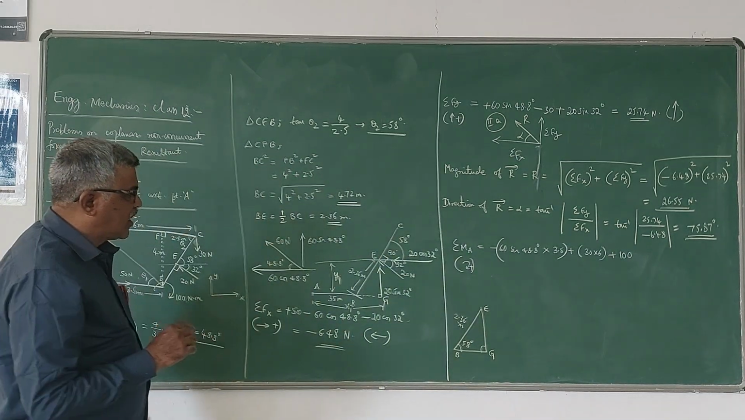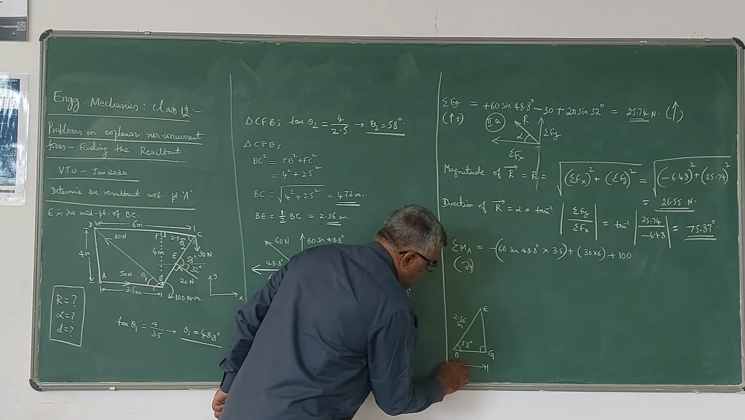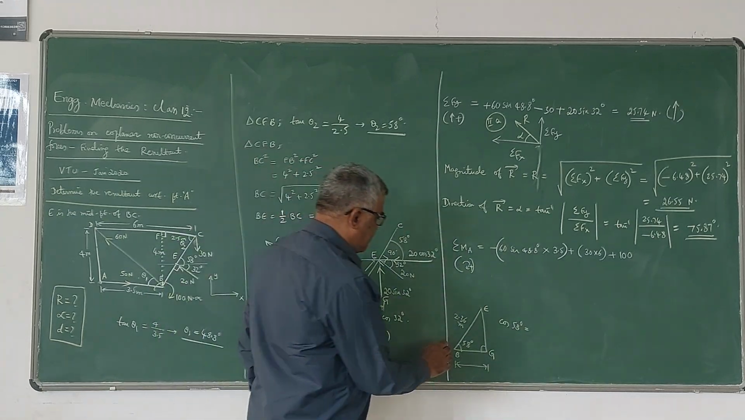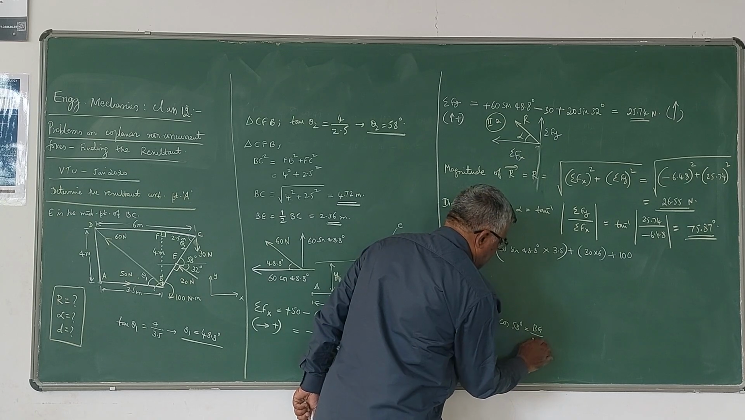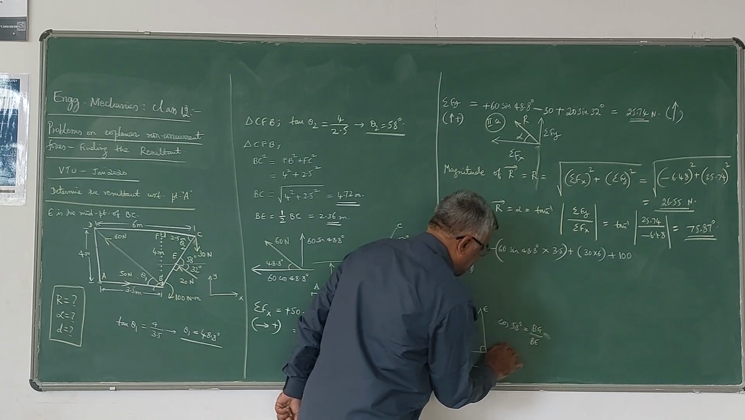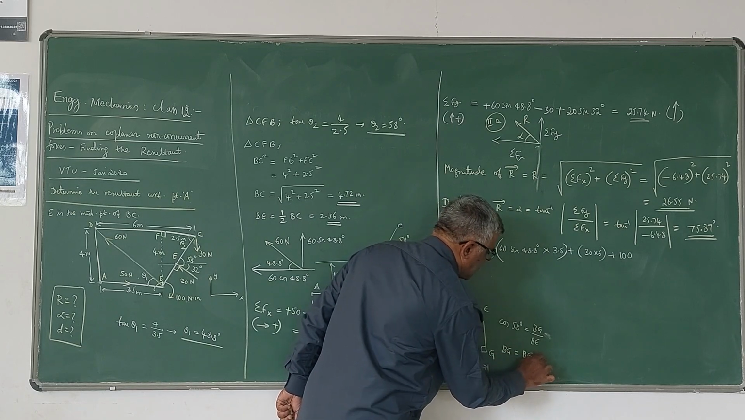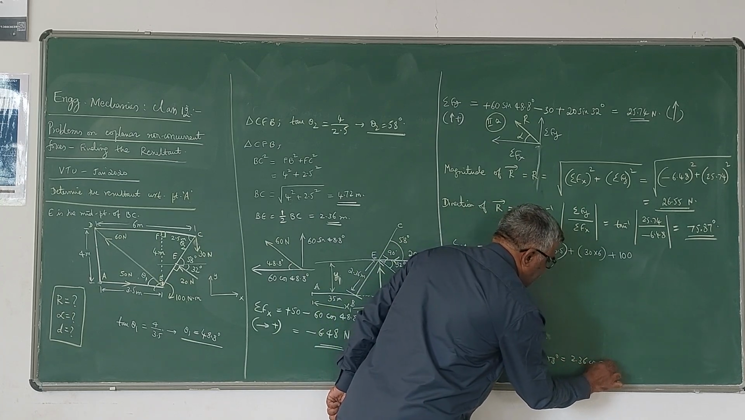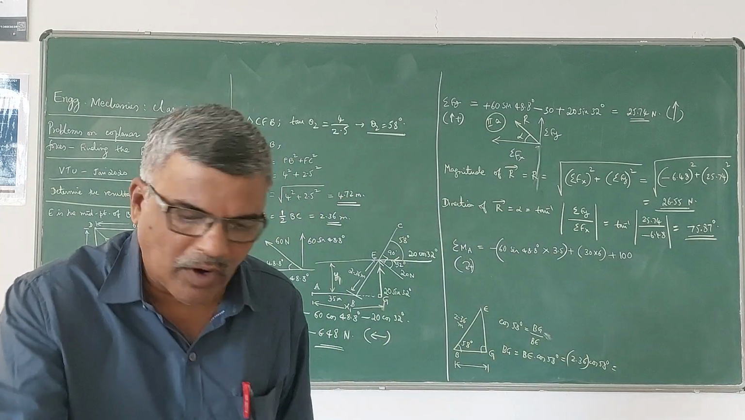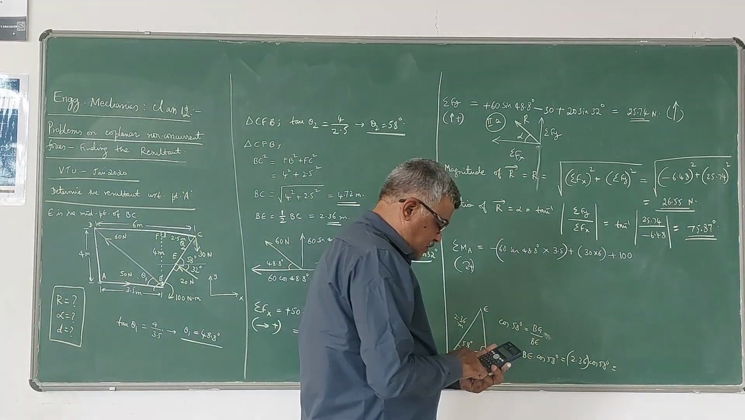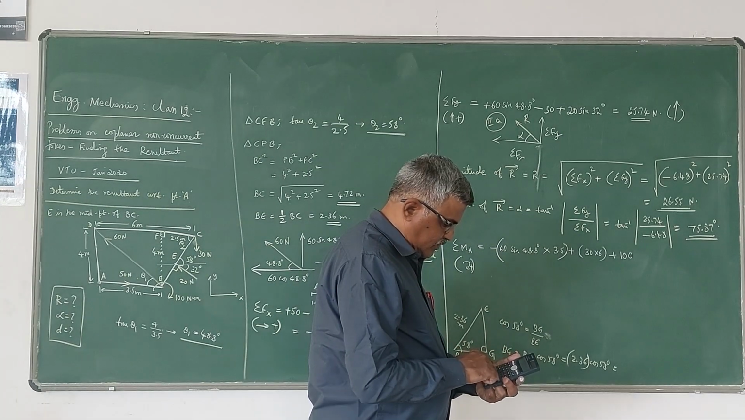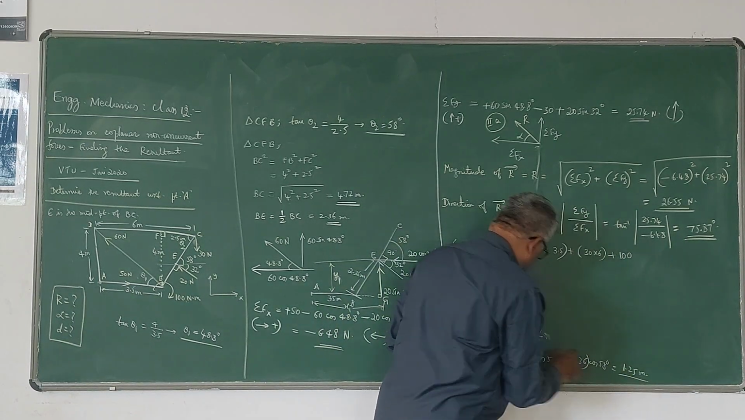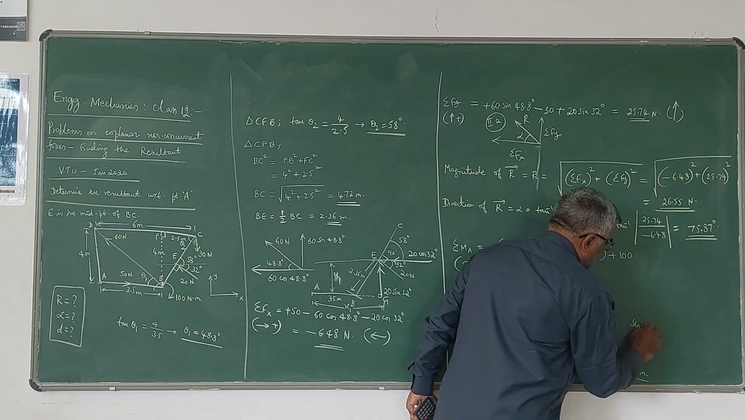So now I need these two distances. I will take the cos ratio: cos 58 degrees is equal to BG divided by BE. From this, BG will be BE cos 58, that is 2.36 cos 58. Let us calculate that. 2.36 into cos 58 degrees is 1.25 meters.